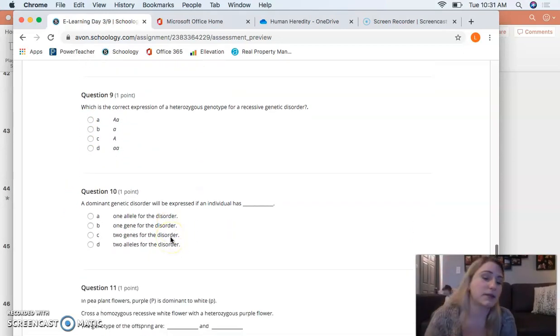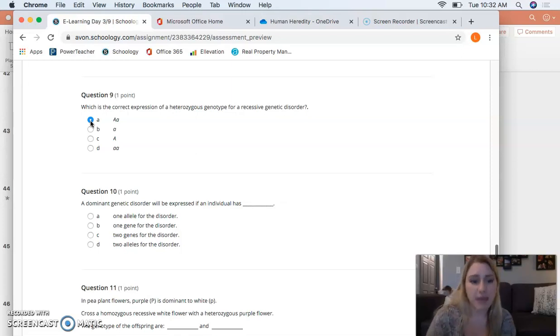Number 9. Which is the correct expression of a heterozygous genotype for a recessive disorder? So we don't really need to go into recessive genetic disorders right now. All that it's looking for is a heterozygous genotype. So that is going to be this. Heterozygous. Boom. We don't need to read even the rest of that sentence. Heterozygous, that is capital A, lowercase a.